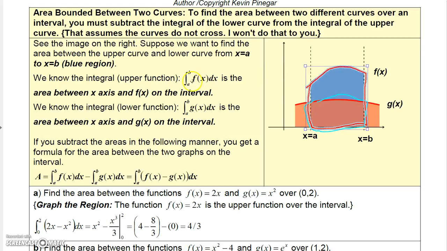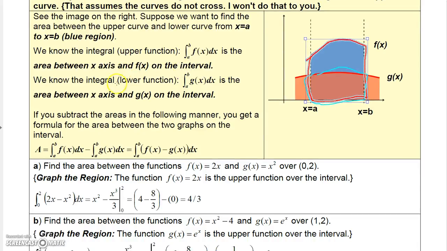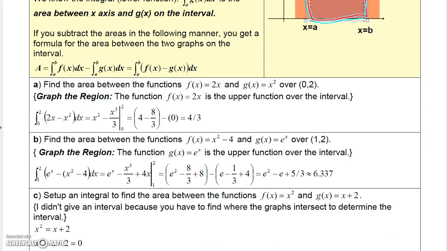So in terms of area, it makes sense. If you want the area bounded between two curves on an interval, then what you're going to do is take the area of the higher function and subtract the area of the lower function. So you subtract the two integrals, where f of x is the higher function and g of x is the lower function. It could also be written like this. Either way is fine.